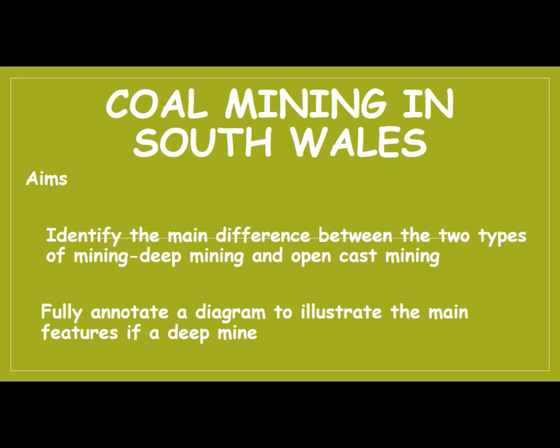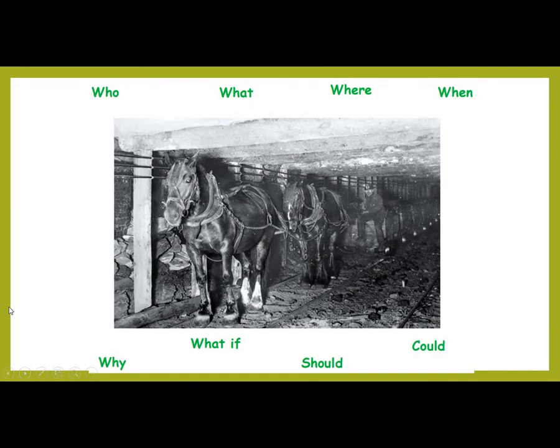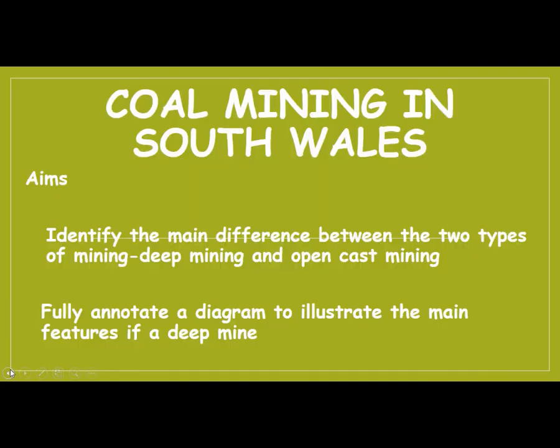What we're going to do today is identify the main differences between the two main types of coal mining that were going on in South Wales, deep mining and open cast mining, and we're going to fully annotate a diagram and photograph to illustrate the main features of a deep mine, I should say of, not if, and an open cast mine. So the first thing we need to do, I would like you to take a look at this photo and I would like you to pause the video here a minute, go ahead and write down the title in the front of your books, please.